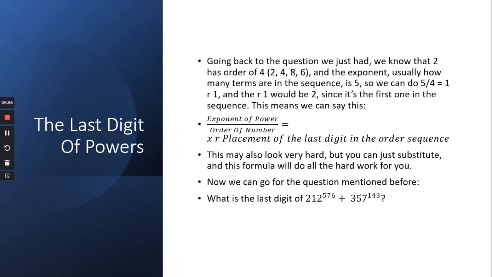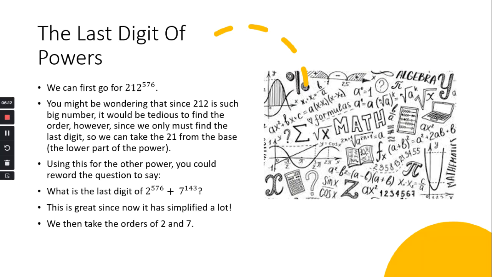So we can go for the question we mentioned before, the very tedious question, if you don't do it with the trick. What is the last digit of 212 to the power 576 plus 357 to the power 143? So we can go first for 212 to the power 576.